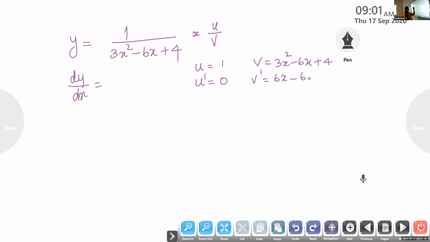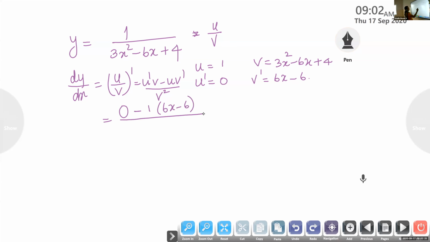Now apply the formula. Dy by dx is equal to u by v the whole dash, which is equal to u dash v minus uv dash by v square. So u dash v, the first term will become 0, minus uv dash, 1 into 6x minus 6, by v square, 3x square minus 6x plus 4 the whole square, which is the same as minus 6x plus 6 by 3x square minus 6x plus 4 the whole square.